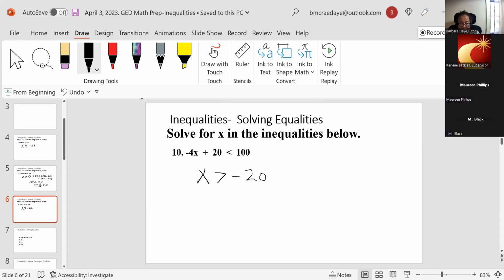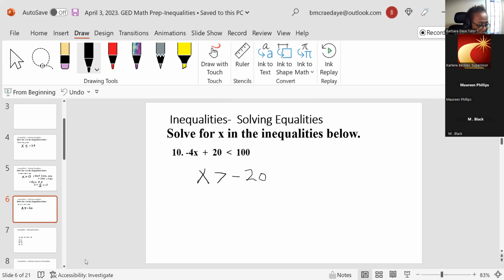Maureen, what did you get? Well, you subtract 20 from both sides, you get -4x less than 80. Divide by the negative, you get -20. Reverse the inequality from less than to greater than. Mercedes is absolutely right. X greater than -20. Got it? Yes.